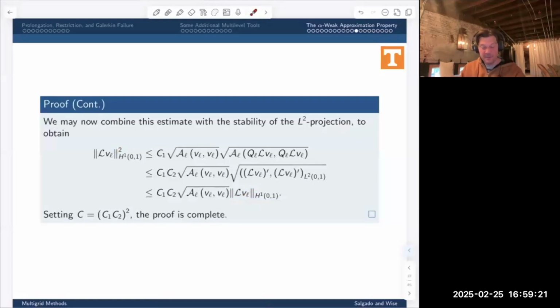The proof is complete. And what have I used here? I've used the Poincare inequality and I've used the stability of the L2 projection. Those are the two technologies that I've used in this case.